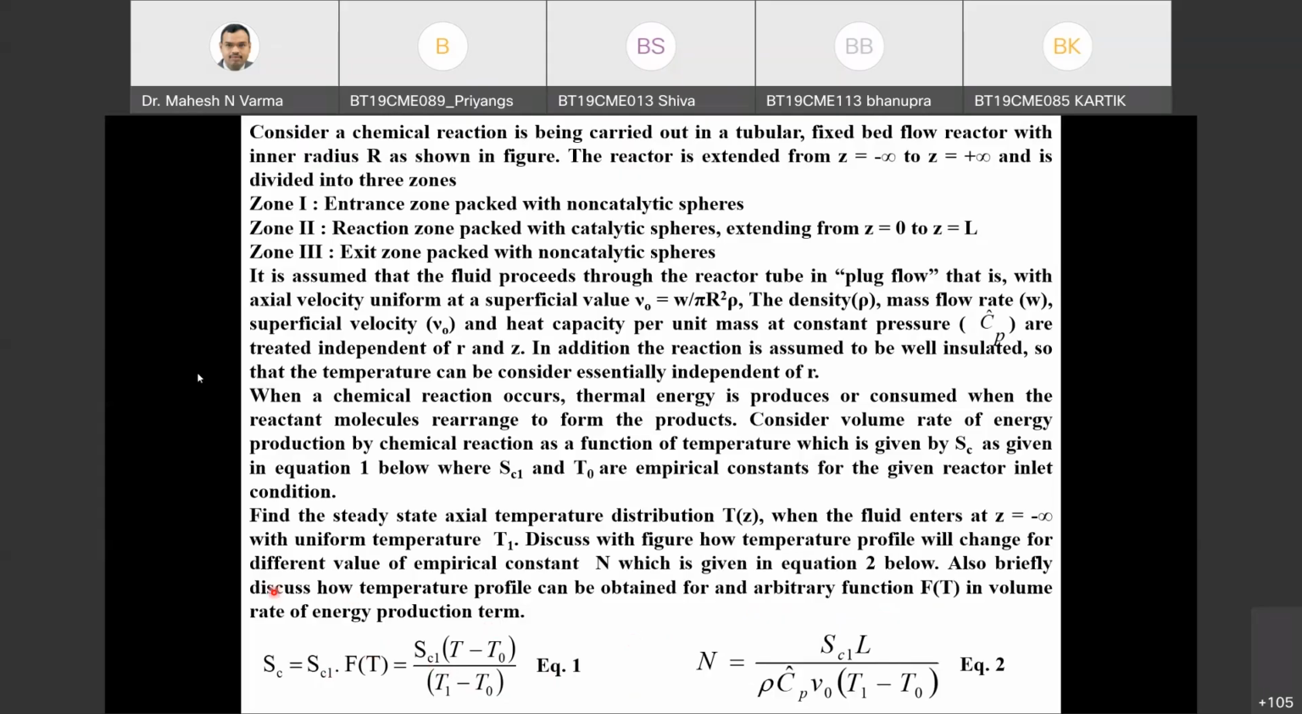Roll number 1, Abhinav. Abhinav, roll number 1. Are you able to hear me?